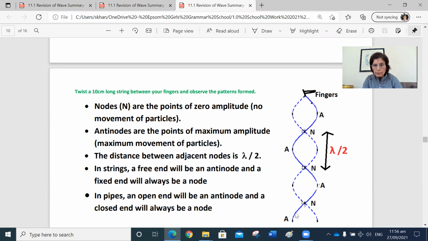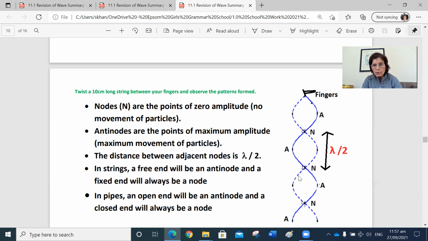and so on. If you notice, this end of the string is held in your fingers, and when you hold the string and spin it, that pattern will be formed. So over here, there is a node. The rule is that a fixed end will always be a node. The bottom end of the string is free, and that will always be an antinode.